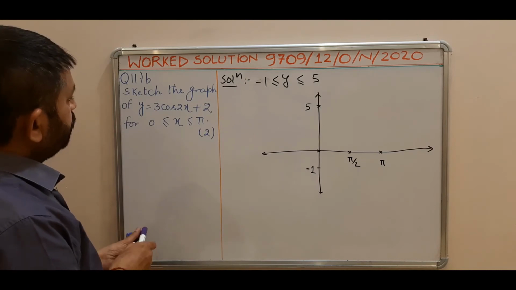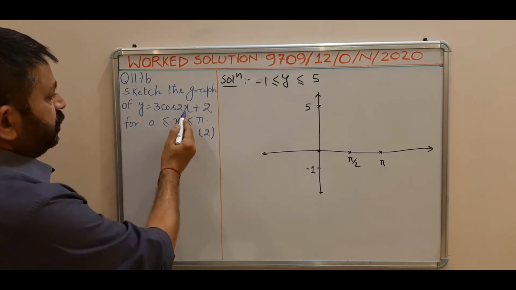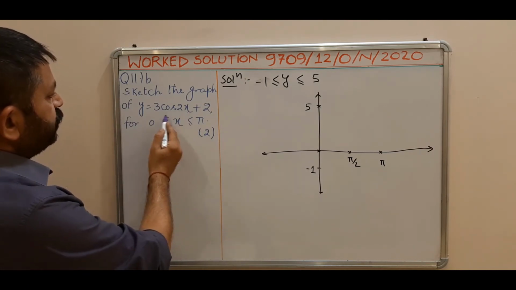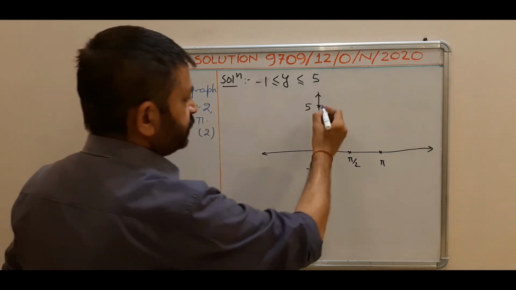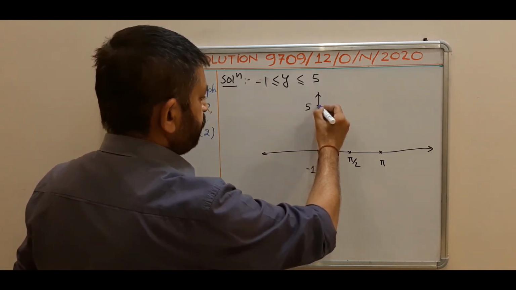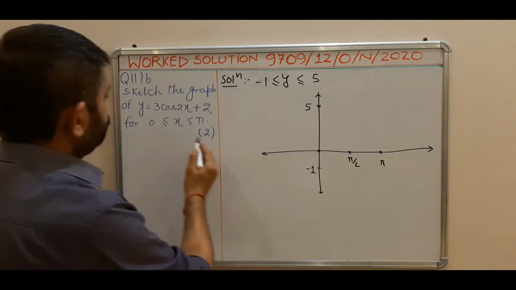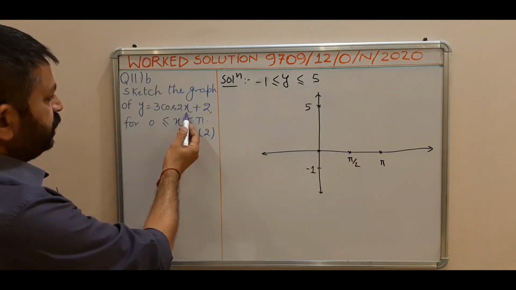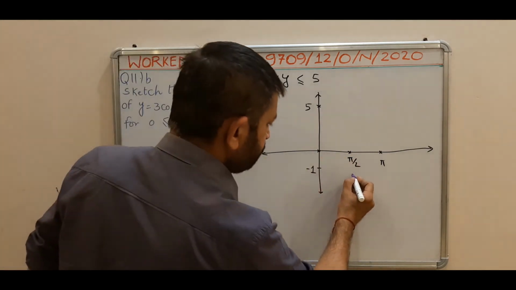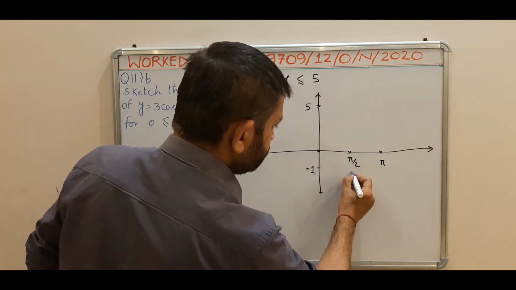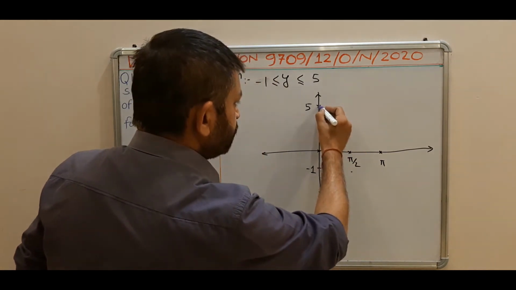Now when x is 0, put x is equals to 0 here, and you will get y as 5. So graph will start from 5, right? And at pi by 2, put x is equals to pi by 2 here, you will get minus 1. So at pi by 2, it is coming as minus 1. So it will go like this.